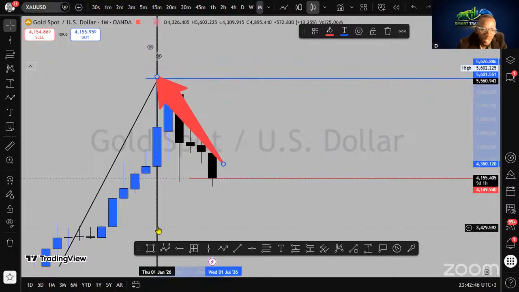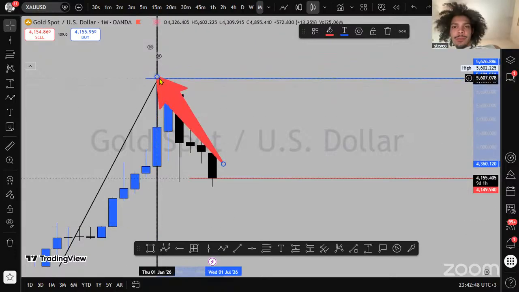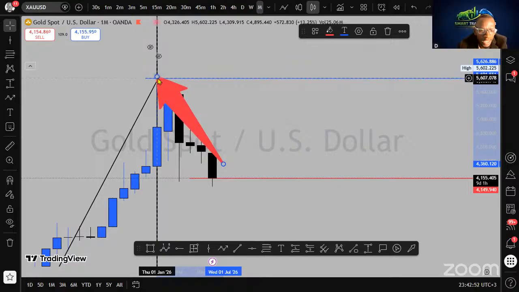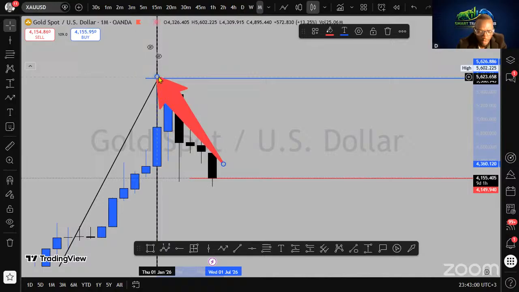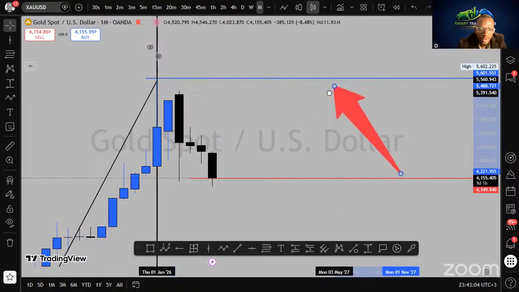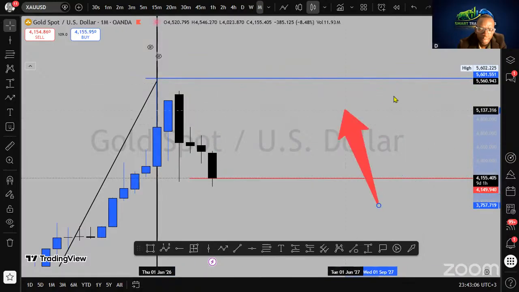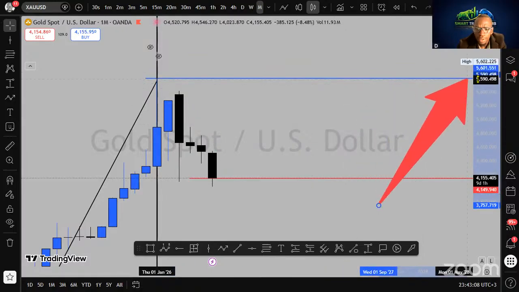Are you able to see this? Thursday, January 26th. Okay? Yes. So this was where the highest that gold ever did go. And if we look right on this side, right here, you can see gold went to 55.90. You get it?